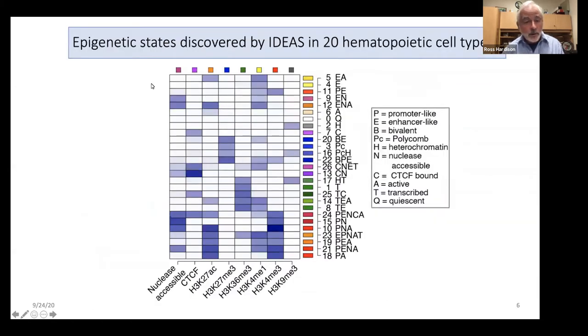Now, when you take all of that epigenetic data that I showed in the data matrix and put it through IDEAS, IDEAS learns that there are about 27 states, and those states are characterized by particular combinations of features, again, nuclease accessibility, the various histone modifications. Not only the combinations, but also the amount of contribution that each of these makes to the output. And you can see several flavors of promoters, flavors of enhancers, different repressive regions, different transcribed regions.